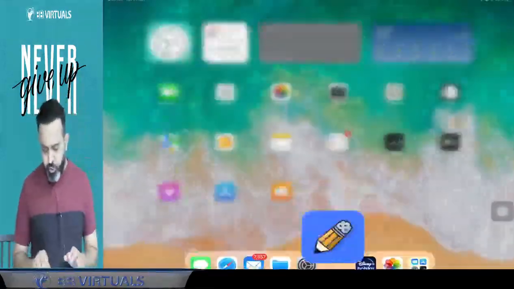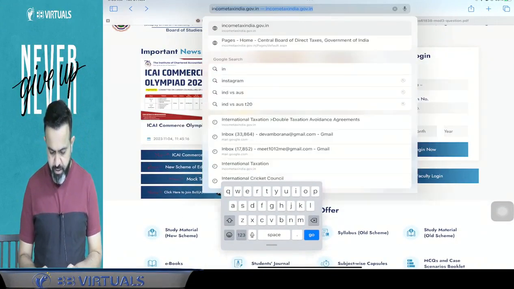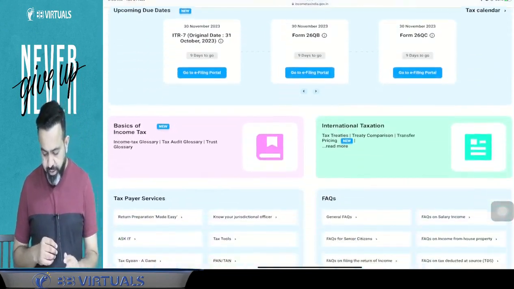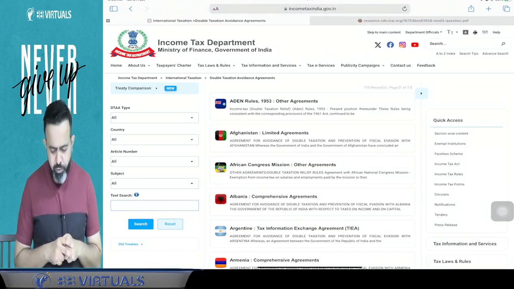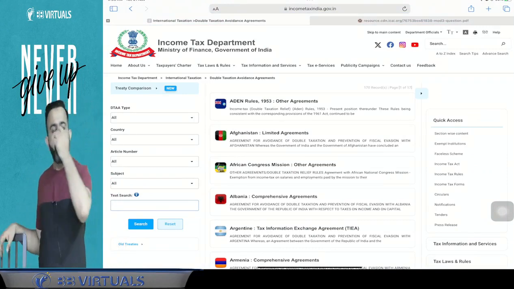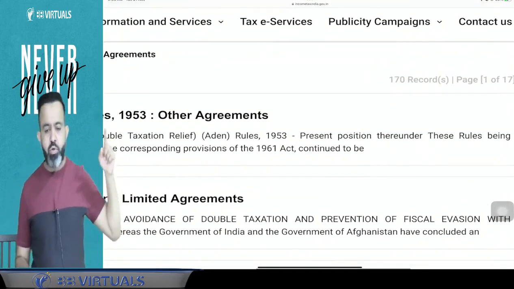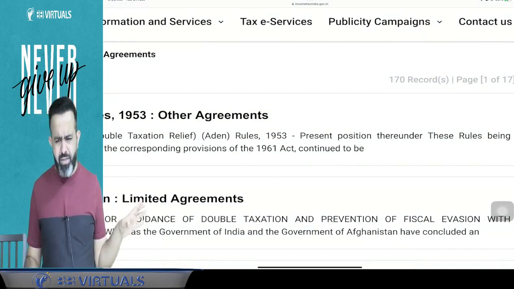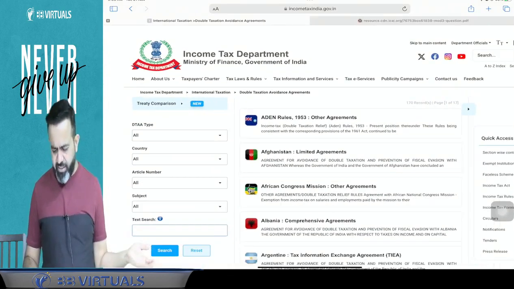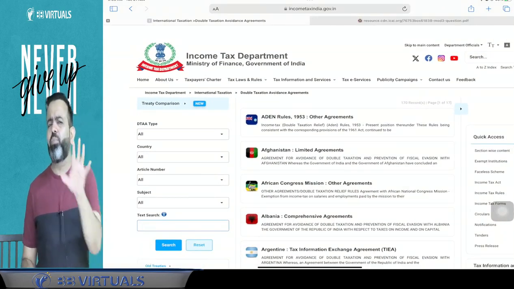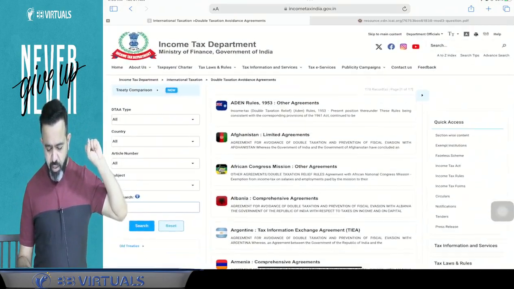So guys, if I show you on our income tax website, incometaxindia.gov.in, in international taxation, tax treaties, if you remember, on the first day when I was teaching the DTAA, the total number was approx 114 or 115. I mentioned that there are about 100 DTAAs and some other limited DTAAs. So the number was 114 to approx 120, but guys, now this number is 170. Now you may be surprised, how is it possible, sir.